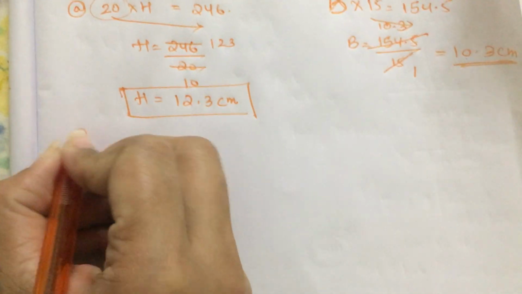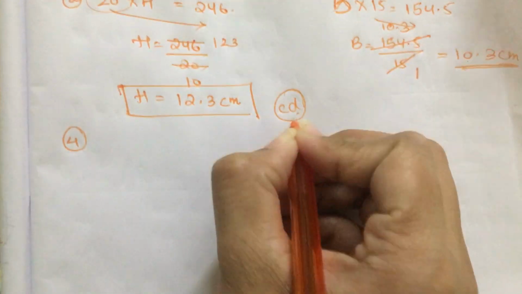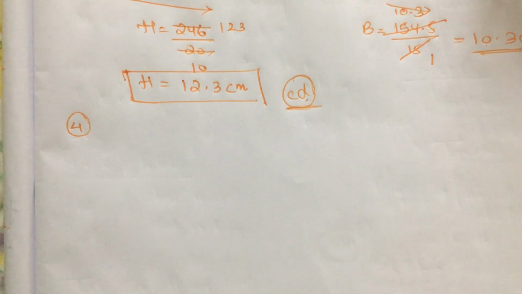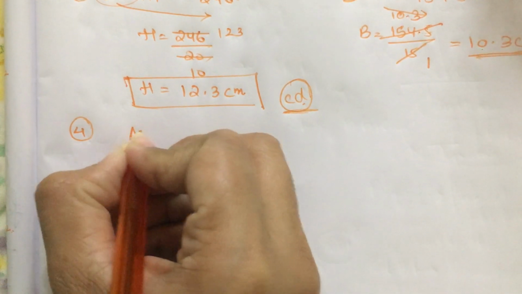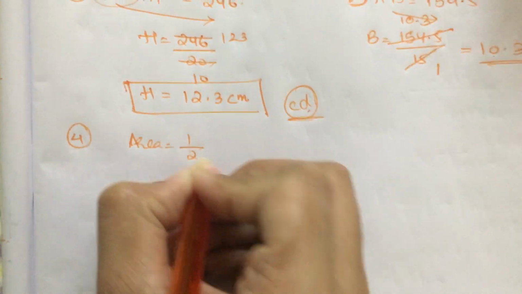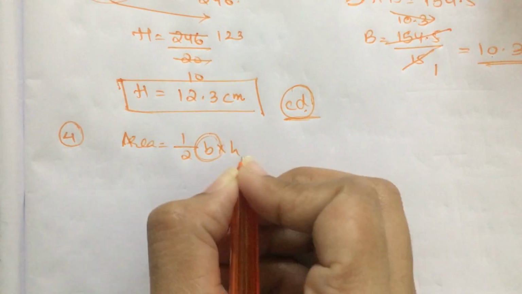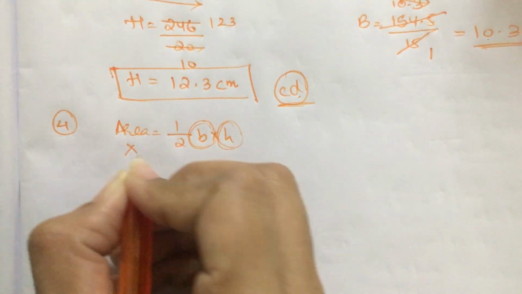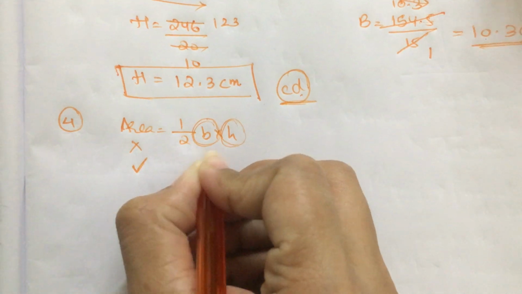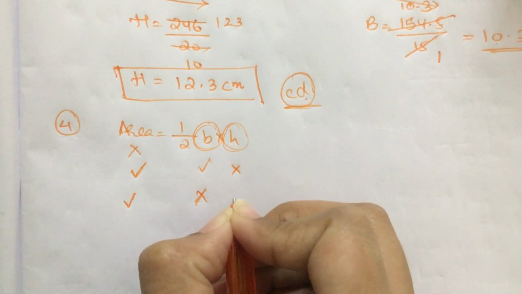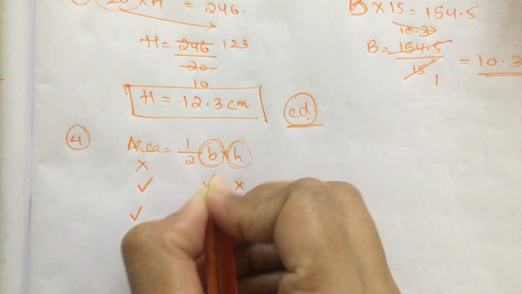Going with the fourth question, I'm not doing the C and D of the third one. You have to do these two. What is there in the fourth question? Again, the area of the triangle formula is half base into height. Sometimes they have given base and height, no area. Sometimes they have given area and base, no height. They have given area, no base, but height is given to me.